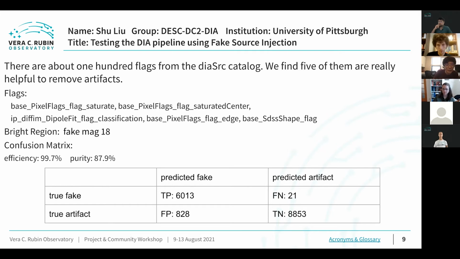We find that our pipeline can achieve a 99.7% efficiency and an 87.9% purity, which means the pipeline works quite well.